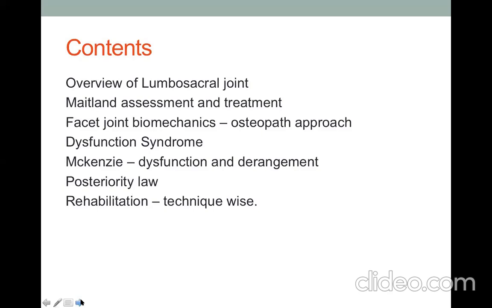We are also going to talk about the dysfunction syndrome. Then we are going to talk about McKenzie, and the 2 syndromes which McKenzie classifies, the dysfunction and the derangement. We are going to teach you how to assess and diagnose based on the law of posteriority, and rehabilitation, the new tools which are available for the physical therapist to deal with any lumbosacral dysfunction.